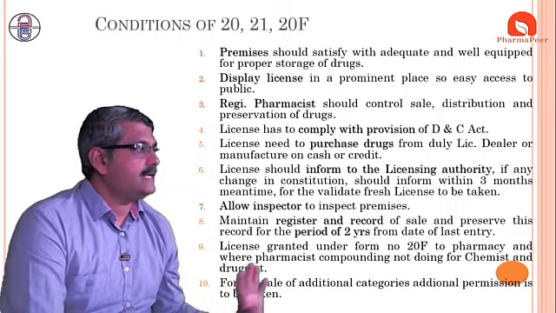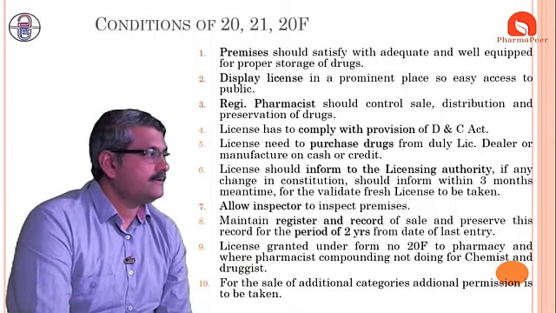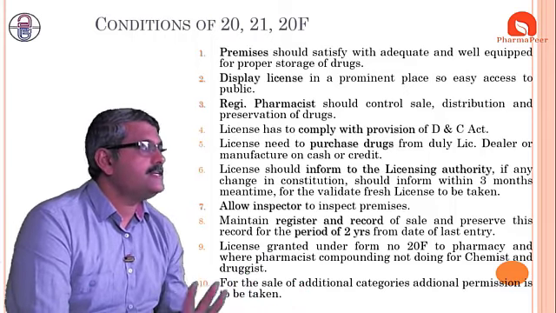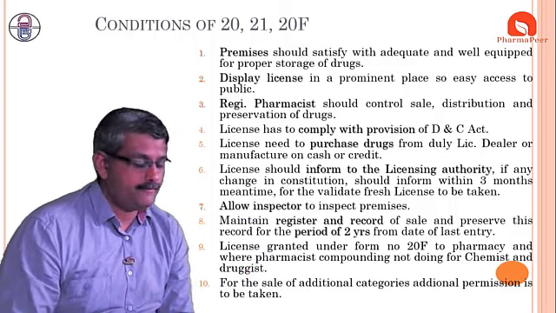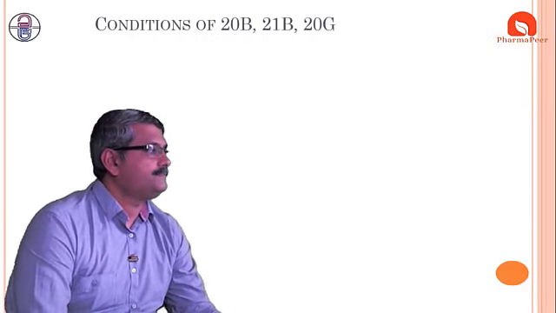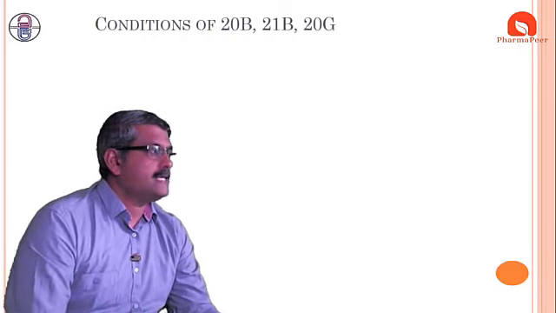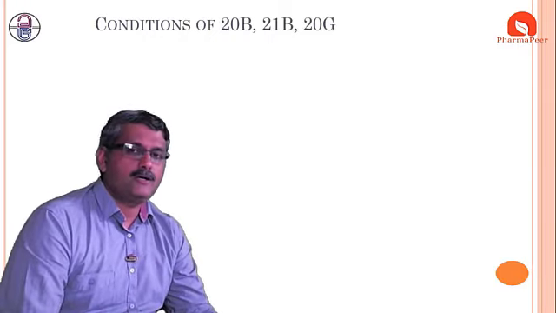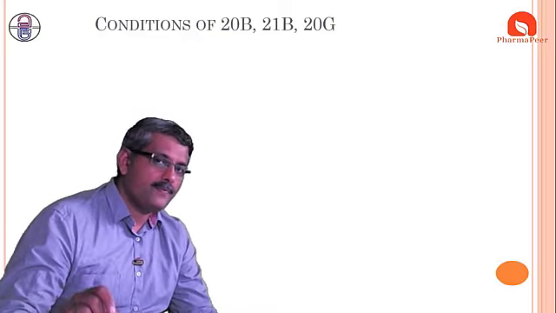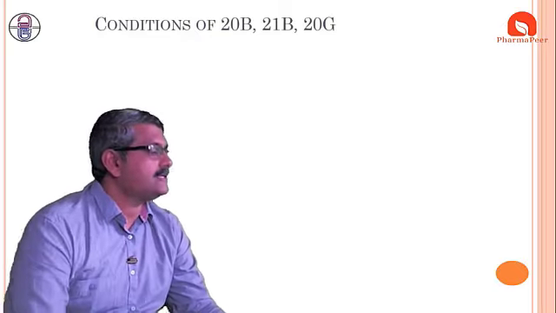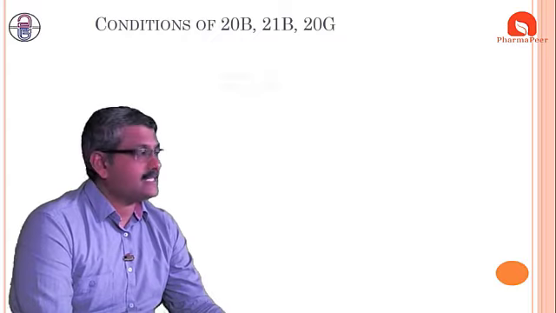So it's one of the examples, right? So these are the conditions for form numbers 20, 21 and 20. Now the next one, the conditions for 20B, 21B, 20G, which is for the wholesale. Let's see what the conditions are again.